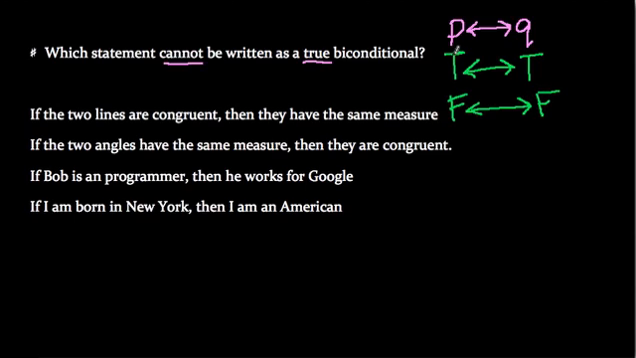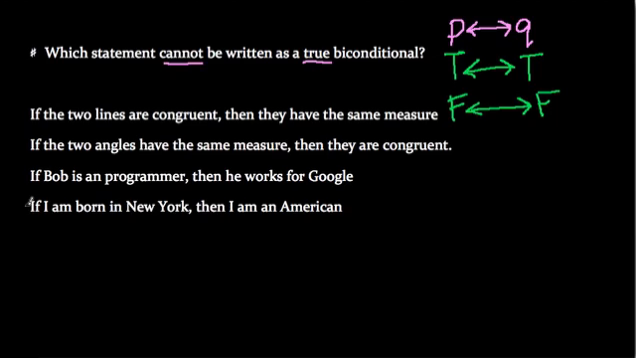And we said if P is true, then Q is true. Well, if Q is true, then P is true. If Q is false, then P is also false. That's the true biconditional. So as we look through these statements, we have to read them both ways and say, okay, do they imply each other both ways?